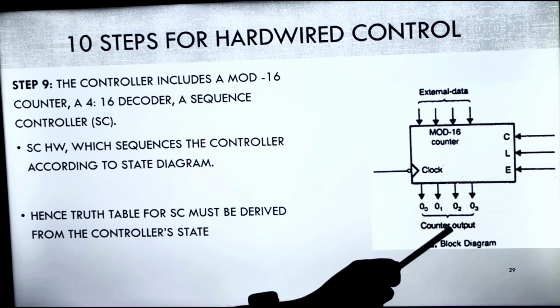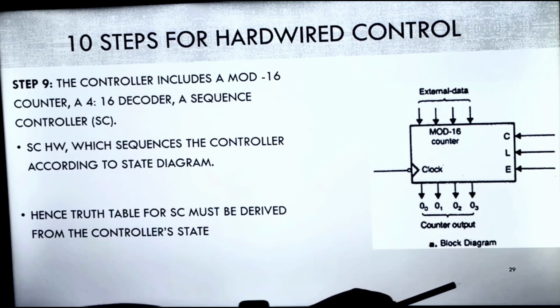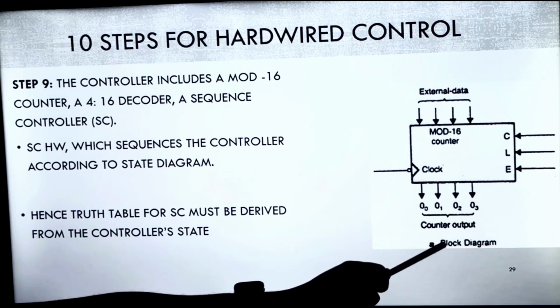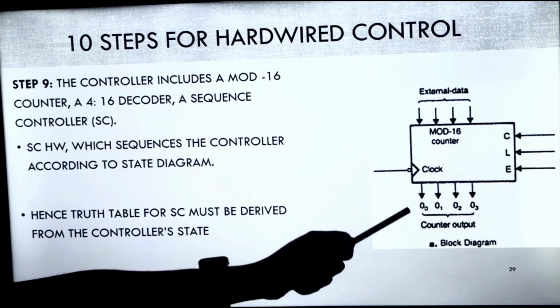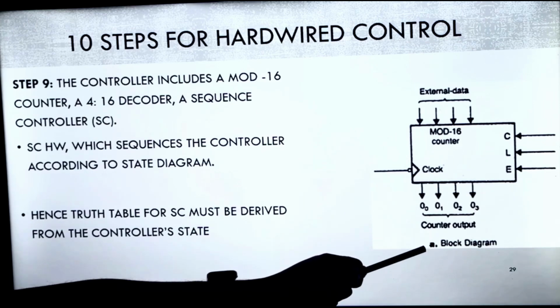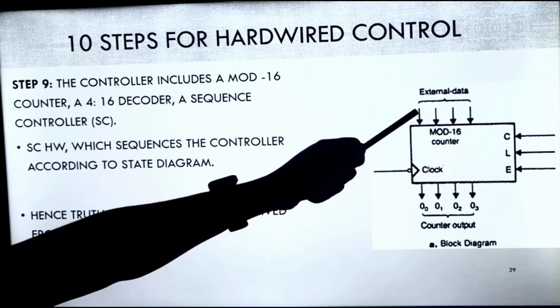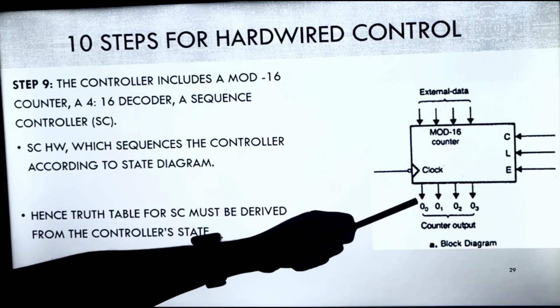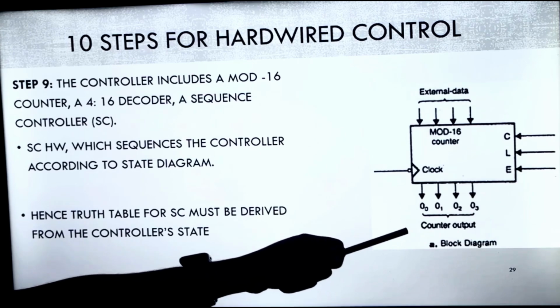It's not that it will stop at 1 1 1 1. Once it reaches 1 1 1 1, it will come back to 0 0 0 0, then 0 0 0 1, like this. It will continuously go on. It will count from 0 to 15, which is why we call it a counter. It will never depend on the input. Counter is counter. It will keep going on.